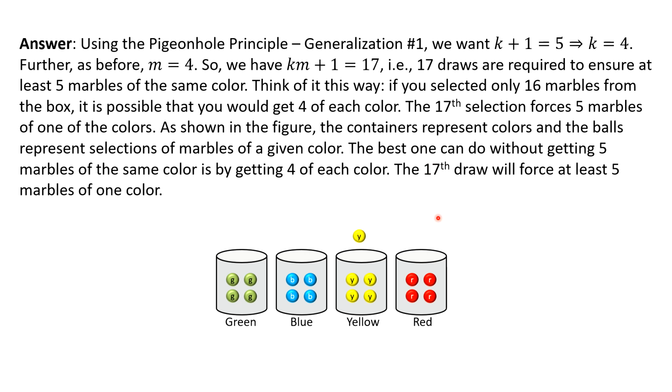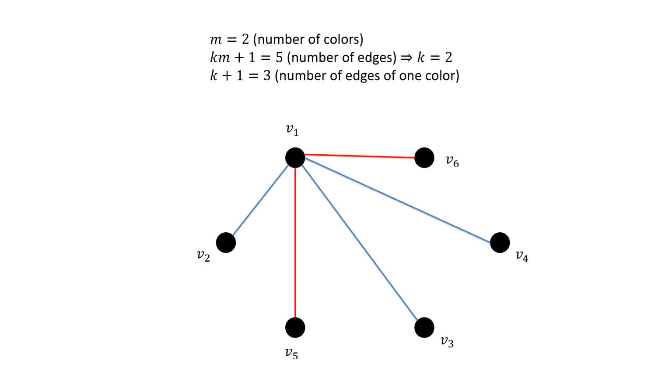And just to make clear, the probability of that happening is not high, right? You wouldn't expect that to happen, but this is to be guaranteed to have at least 5 marbles of the same color. You need to pick 17. And we're going to use this to solve our party puzzle. So back to the party problem.